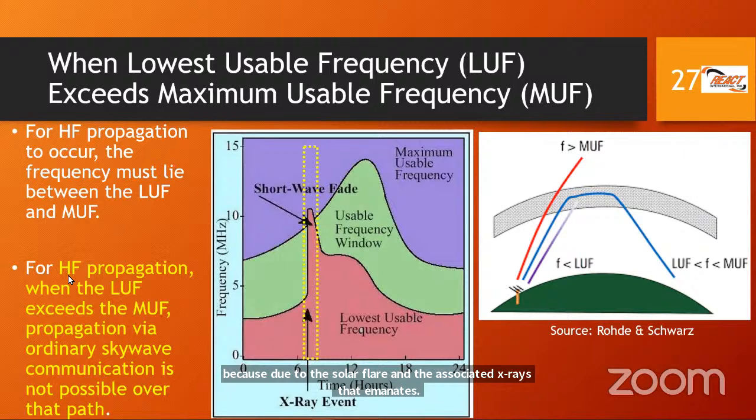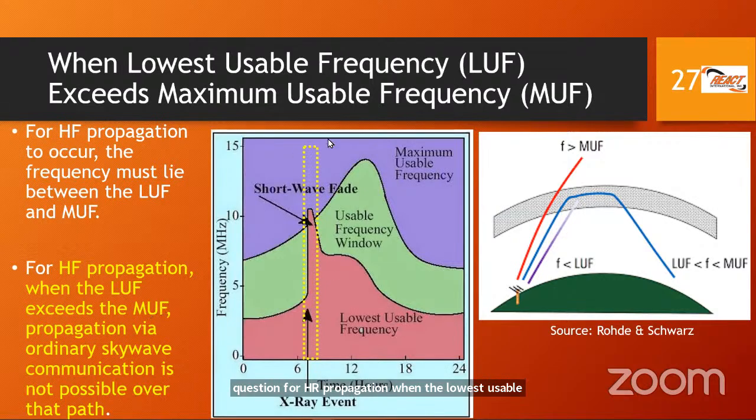So this is an exam question. For HF propagation, when the lowest usable frequency, that's this, exceeds the maximum usable frequency, that's this, propagation via ordinary skywave communication is not possible over that path, right? So again, that's when the LUF exceeds the MUF. There's no usable frequency for that duration, okay? So hopefully this diagram will help illustrate this text here. Exam question.